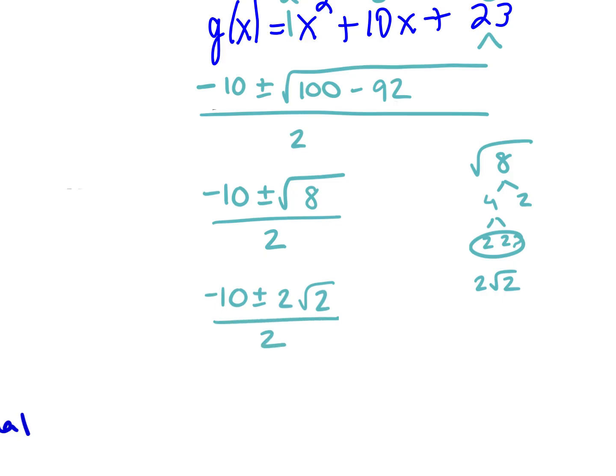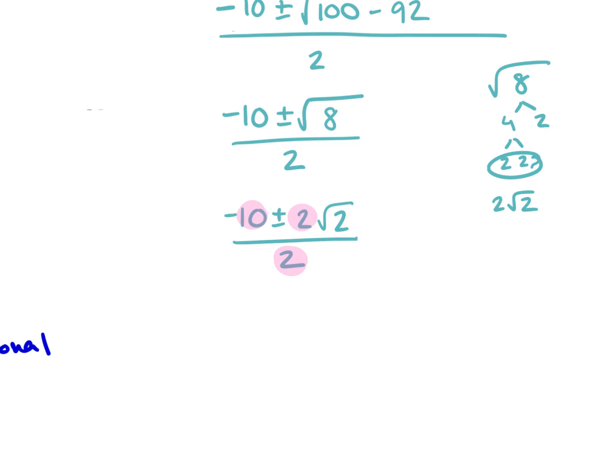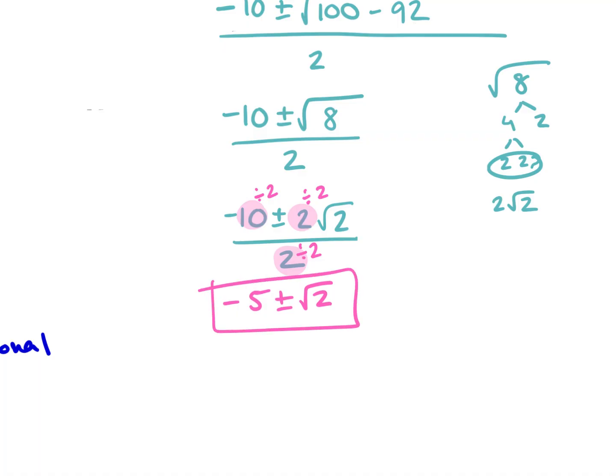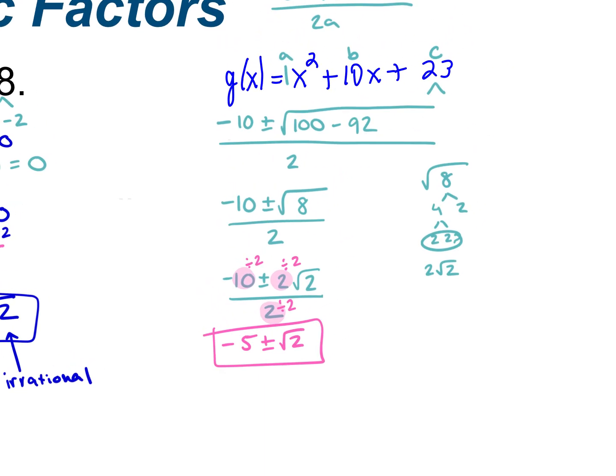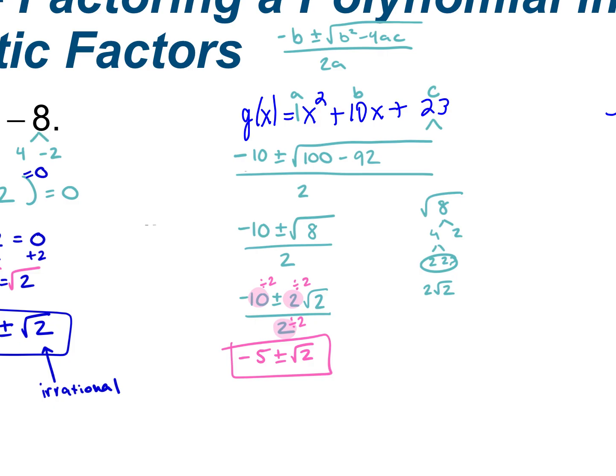Can we simplify this anymore? Yeah. If all 3 of your whole numbers are divisible by the same thing, you can simplify. What goes into 10 and 2? 2 goes into all 3 of them. So this would be negative 5 plus or minus. Would I write 1 square root 2? No, just square root 2. Would I put it over 1? Nope. If 1's in your denominator, you don't need it. So this is our answer. I know it's been a while since we've done quadratic formula, simplifying. This is good to know.